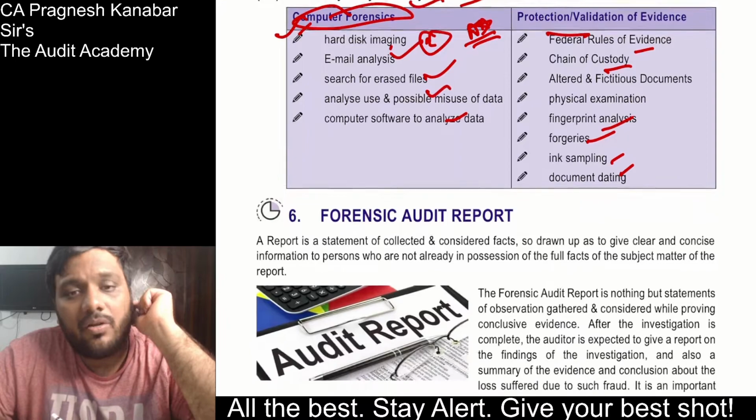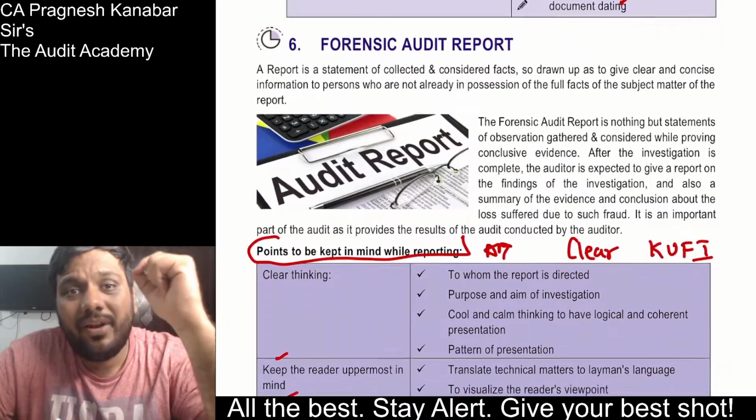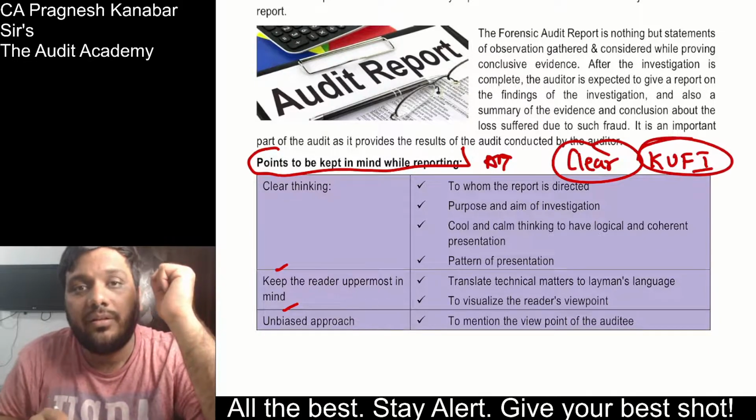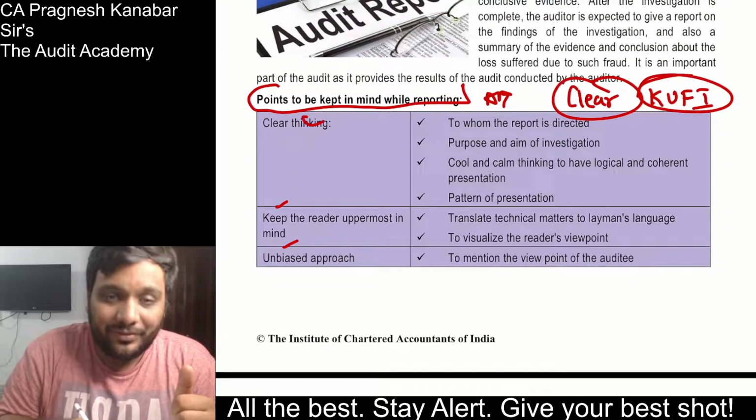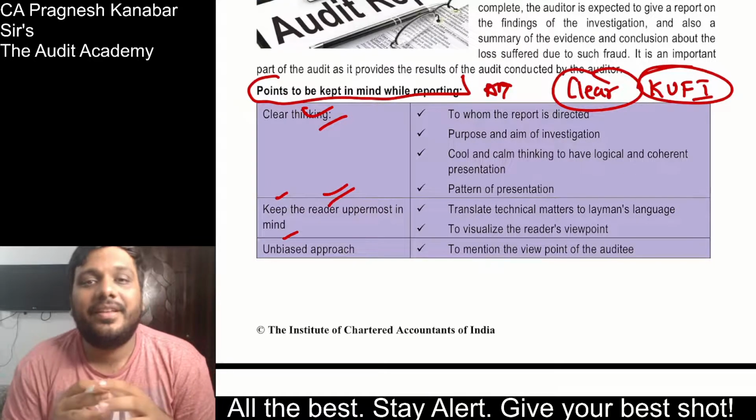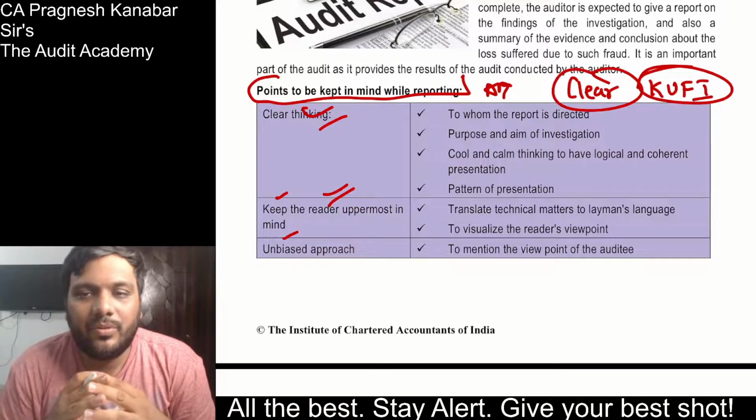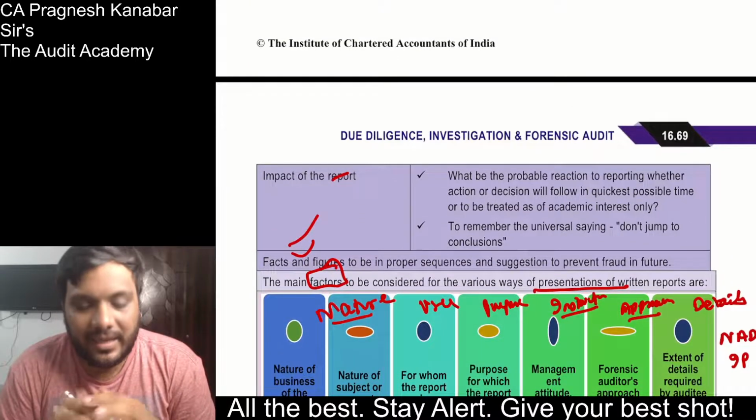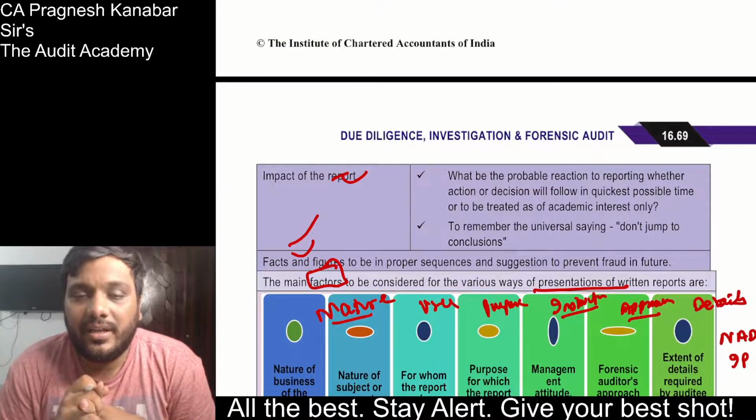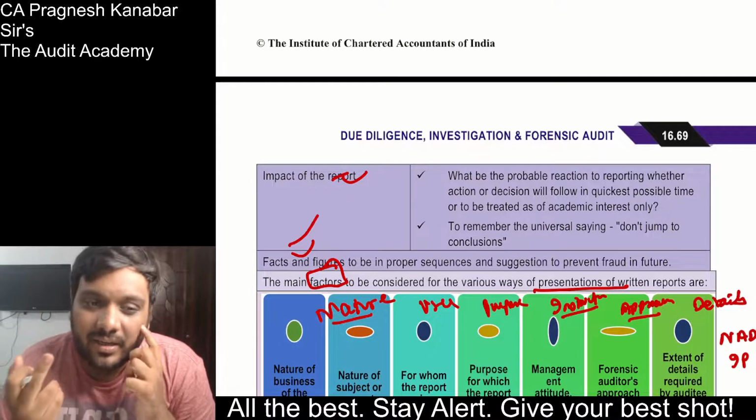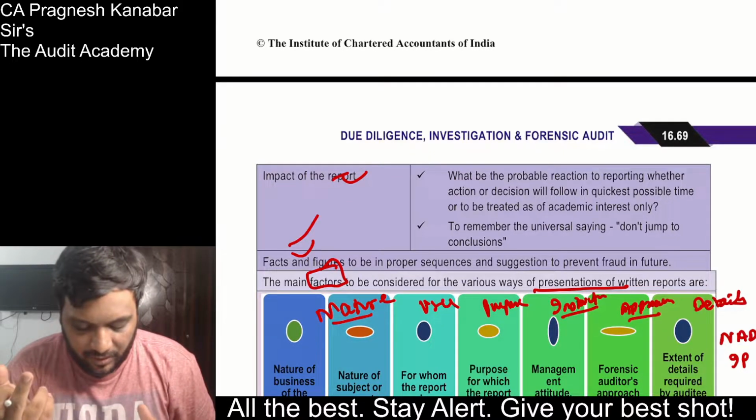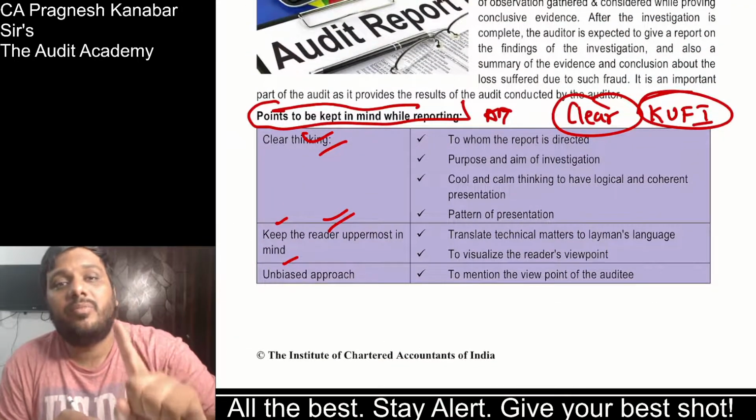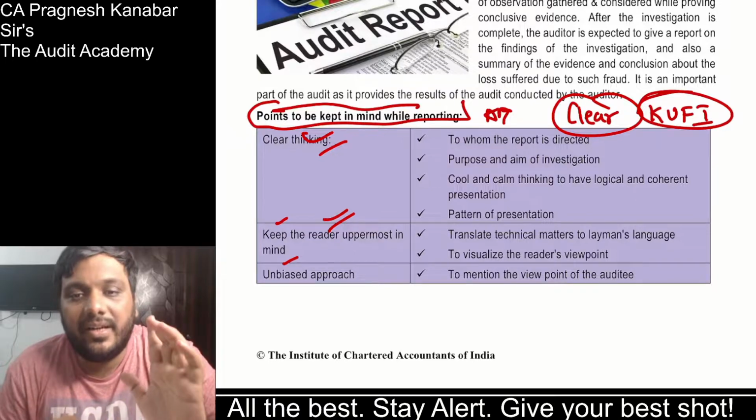Yes. Now, forensic audit report. When a forensic auditor is developing his report, he needs to keep in mind CLEAR KUFI: clarity of thought, and keeping the reader uppermost in mind. He should have an unbiased approach. Facts and figures should be analyzed, and the impact of the report should be clearly described. He should think about what can be the impact of this particular report. So CLEAR KUFI, points to be kept in mind while reporting. Don't forget this.